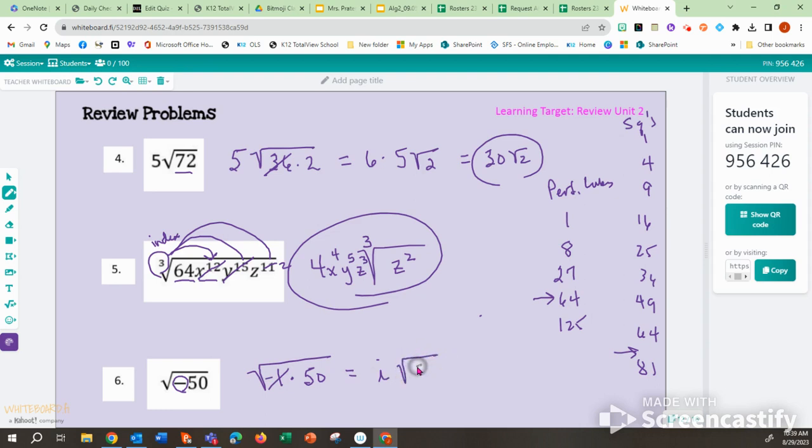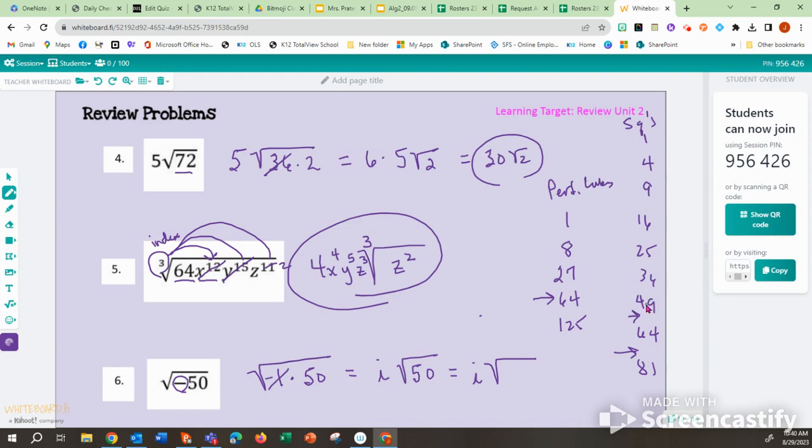And then I'm going to think about 50. Is 50 a perfect square? So think about my perfect square list. 50 falls between 49 and 64. It's not a perfect square. So I am going to find the largest perfect square that will divide into 50. And that is going to be, can't write with an eraser, can I?